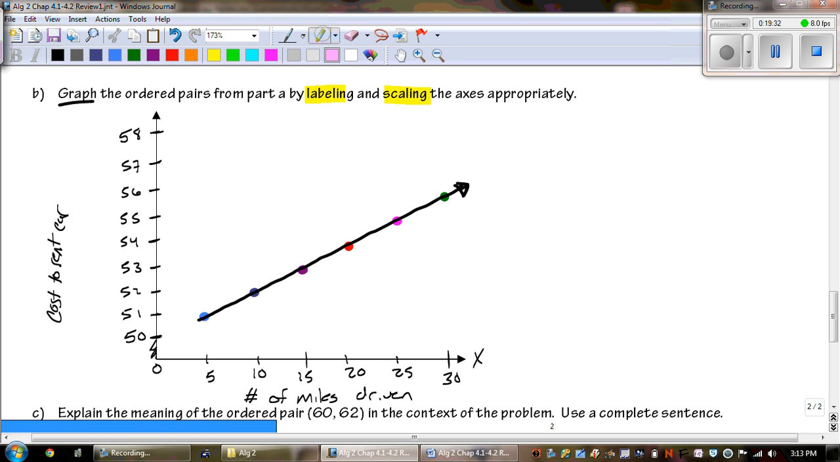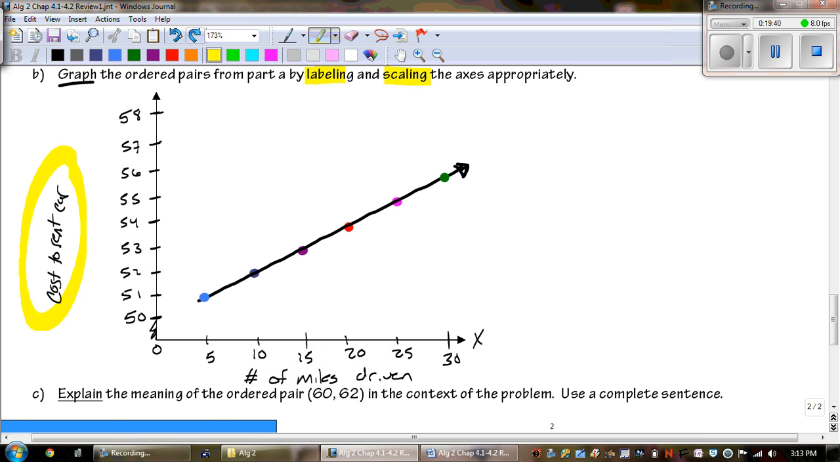So a lot of places where people were losing points is they were not labeling the axes. And you got to make sure to use an appropriate scale. Like over here, we can't start counting by 5s or 10s or anything because we're not really seeing the graph. Okay?